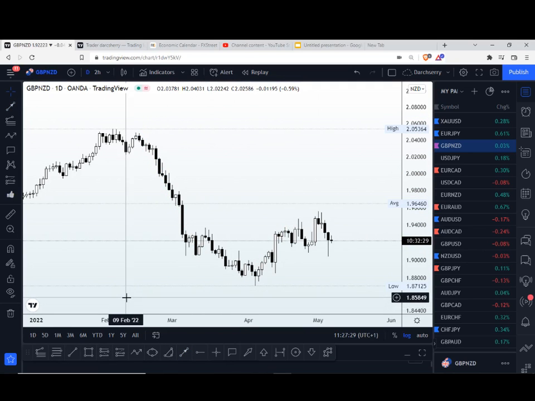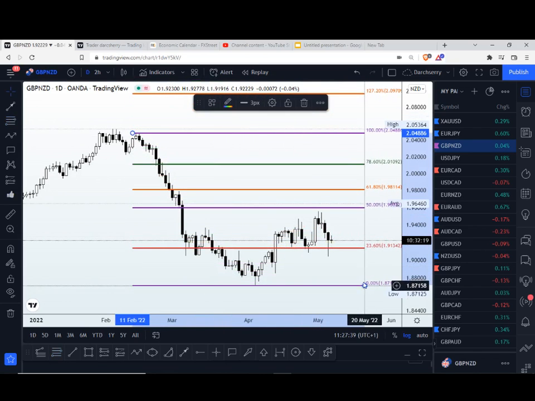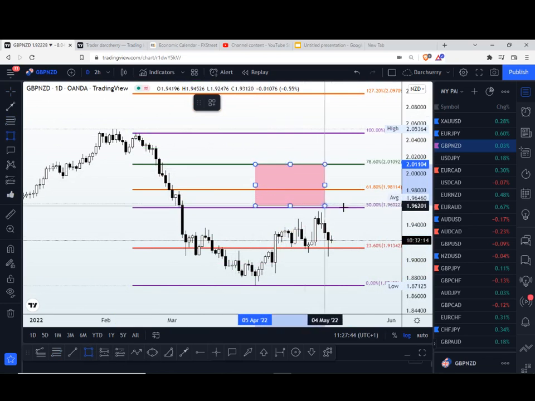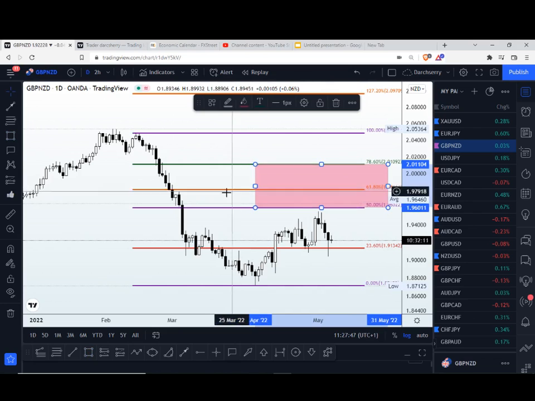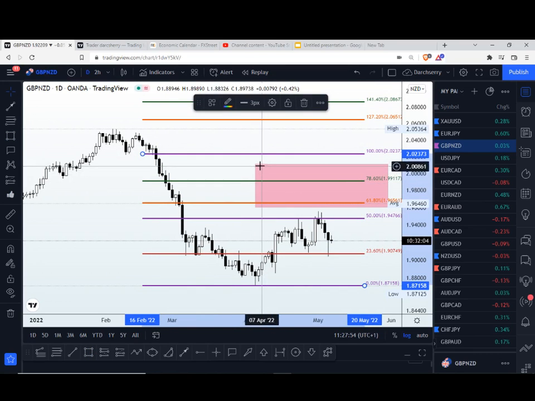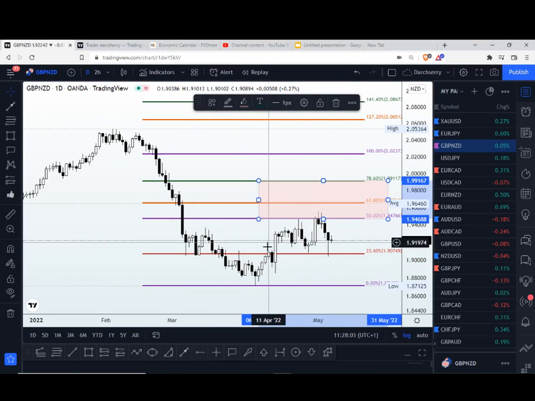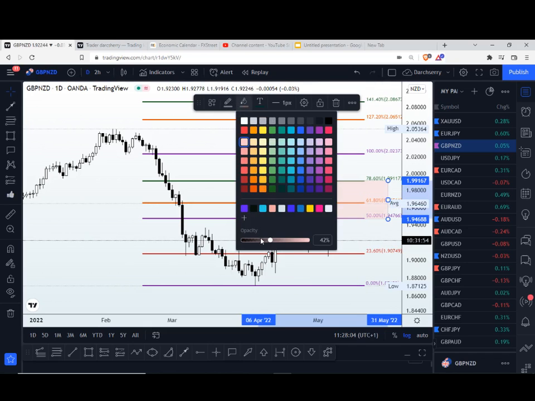So if that is the case, after every impulse leg we expect a retracement into our golden zone area. If we bring out our Fibonacci retracement tool and check what's happening, we have a retracement right around the 78.6% and 50% levels. I think the impulse leg starts right from this area. Yes, so we have 78.6% and 50% retracement.